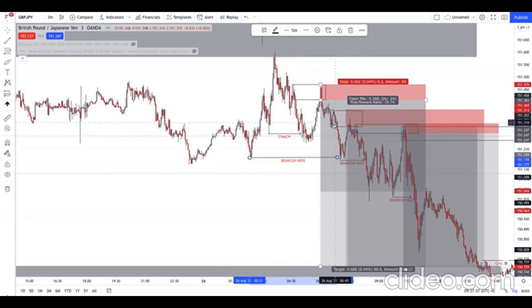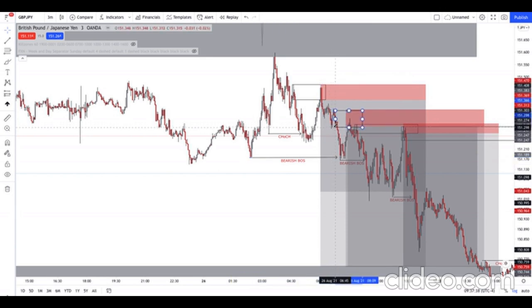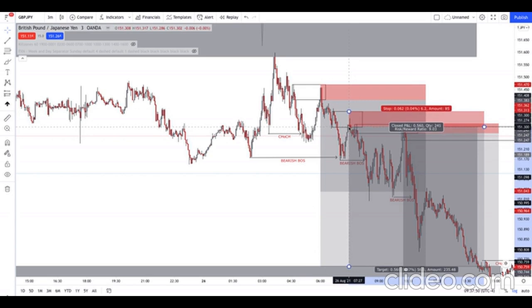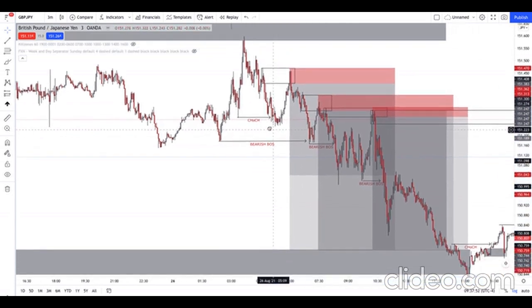Right? So if you mark out this area here and you mark out this area here, this is a bit more aggressive. I would allow your stop loss to have a bit more room and target this place here. So you set your stop loss right there and your entry right over here. So that would have been your second entry.